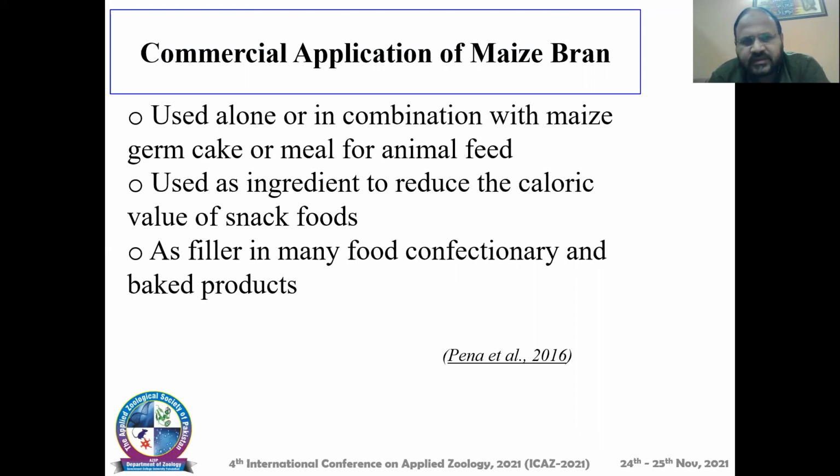If we want to discuss the commercial application of maize bran, it can be used alone or in combination with maize germ cake or meal for animal feed purposes. Maize bran is also used as an ingredient to reduce the caloric value of snack food. As you know, dietary fiber is a low-caloric diet with no calories in it. So it's good in obesity, and it also has cholesterol-lowering properties. It is also used as a filler in many food, confectionery, and baked products.